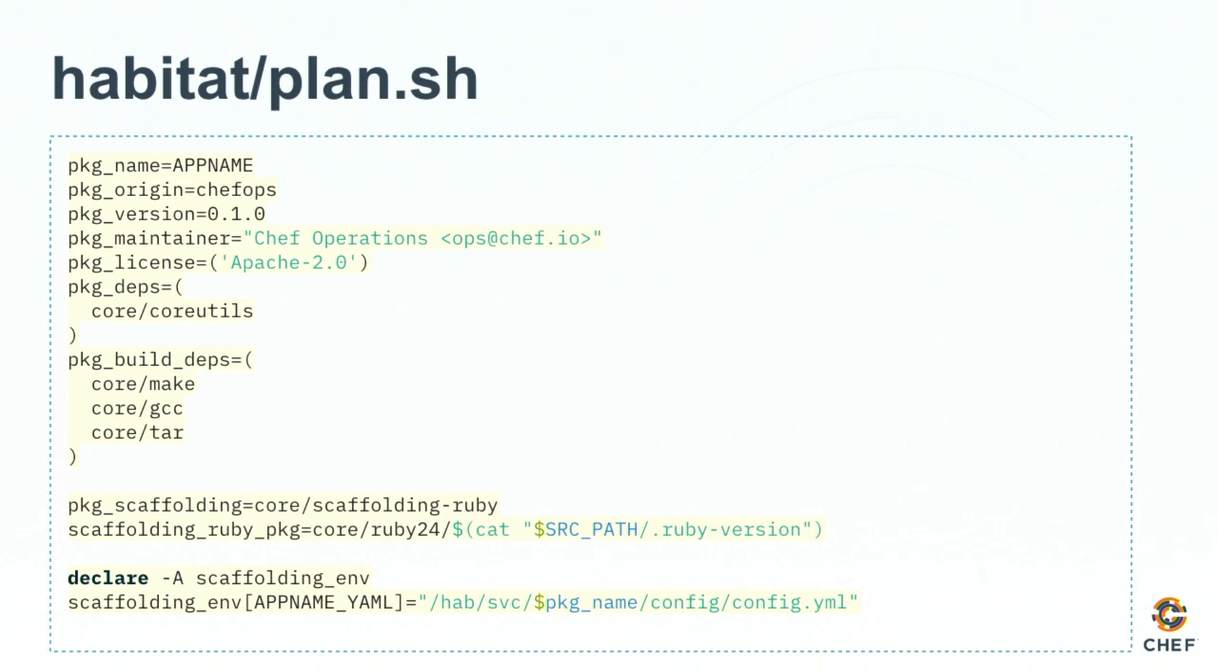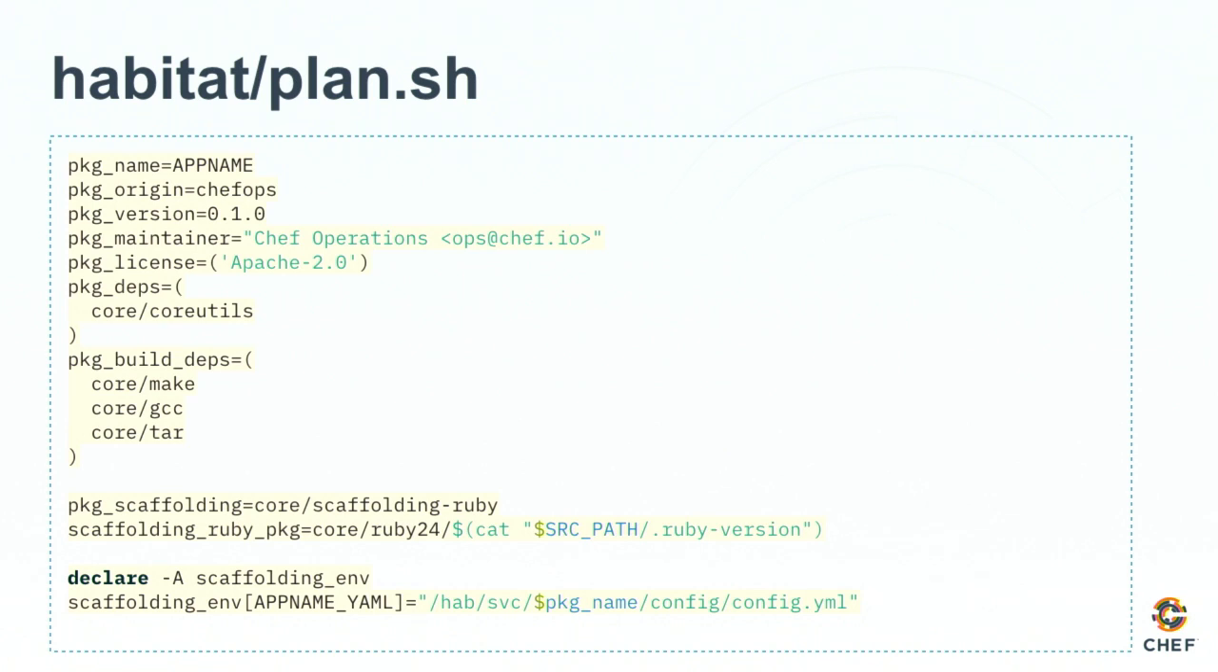Then we tell it that we're going to use the package scaffolding, core/scaffolding-ruby. That was one of those directories I listed earlier. And that has a bunch of sane defaults for being able to build a Ruby on Rails or a Ruby Sinatra application.